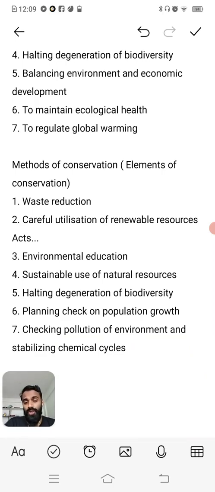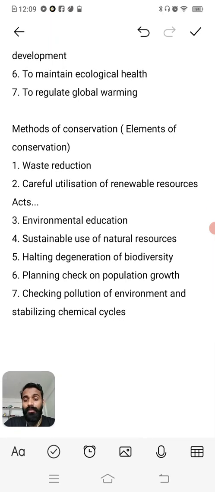Next is environmental education. People have to be educated about the importance of protecting the environment. They have to be educated from the school level itself that it is important to preserve natural resources, and what our role is in preserving the environment, etc. Fourth is sustainable use of natural resources. That means natural resources should be used in such a way that they remain for future generations to use.